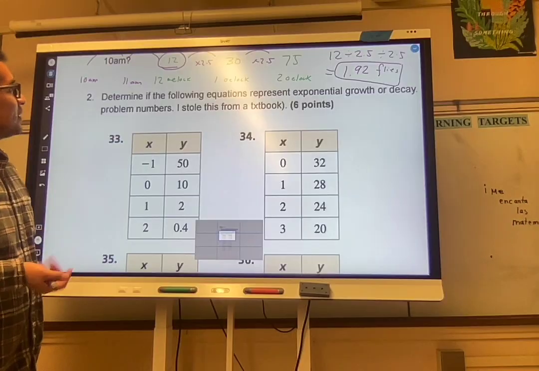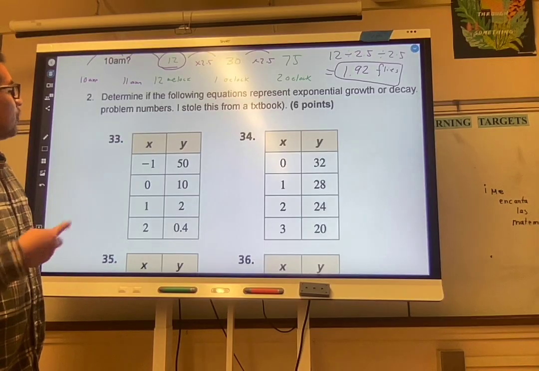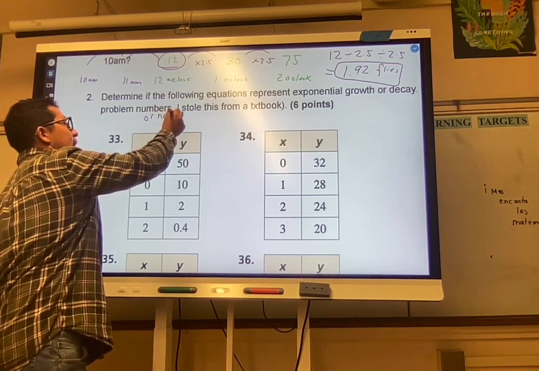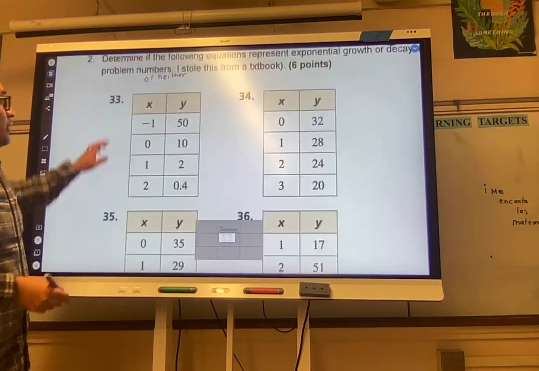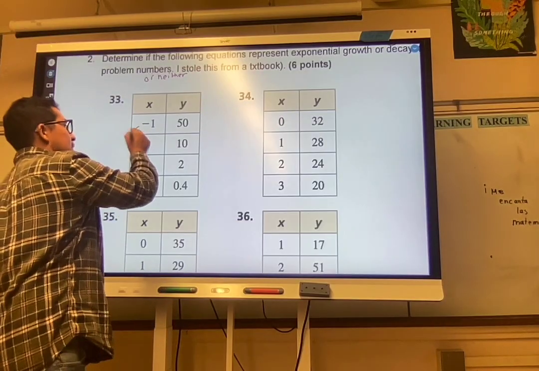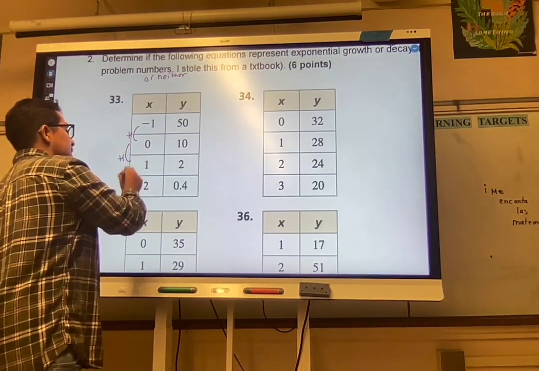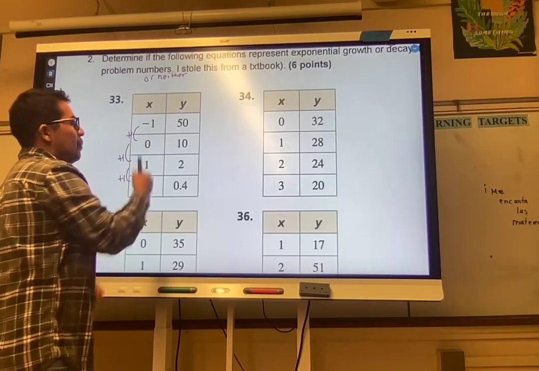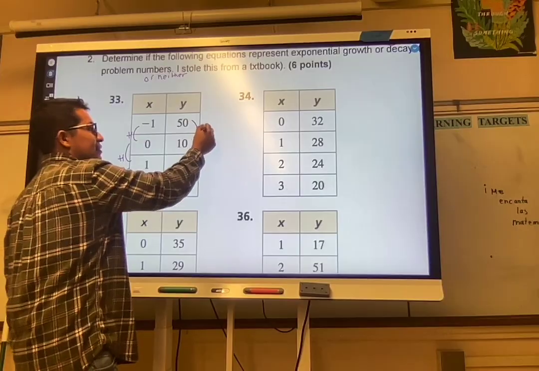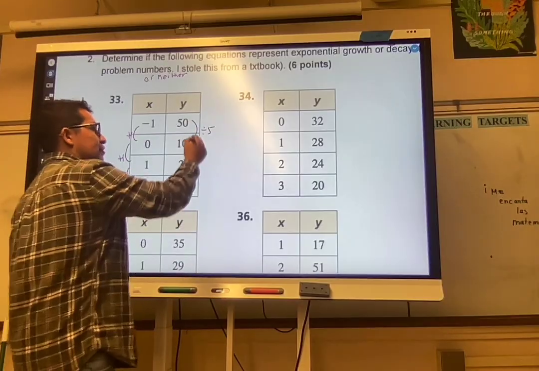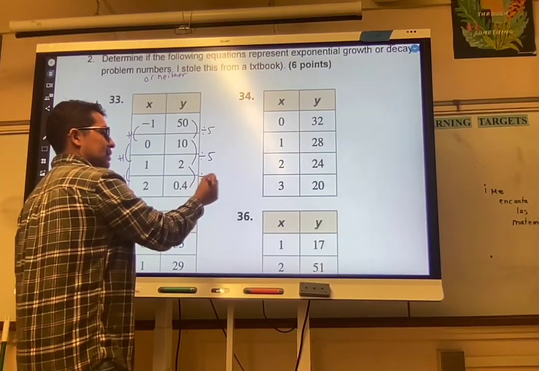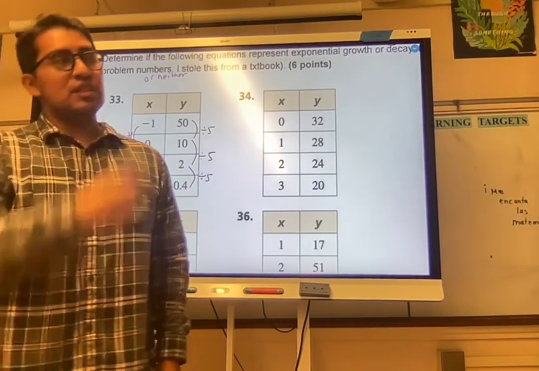All right, for the next question, determine if these model exponential growth or decay, or neither actually, because a couple of these are going to be neither. So let's look at question 33, right? So x goes up by 1, because we're increasing by 1, increasing by 1, increasing by 1. So every time x goes up by 1, what's happening to the y's? Well, from 50 to 10, it looks like I divided by 5. And then from 10 to 2, again, I divided by 5. And unless you're unfamiliar with it, 2 divided by 5 is 0.40.